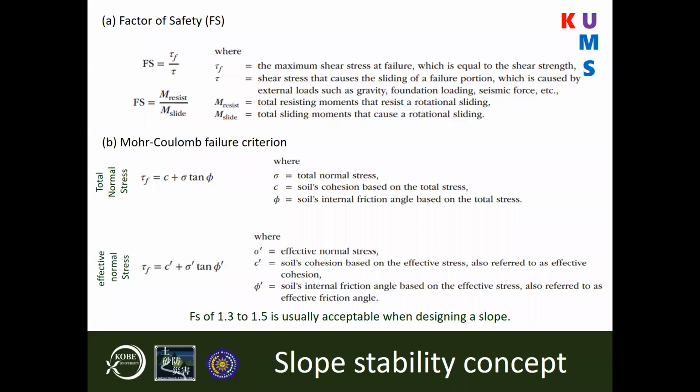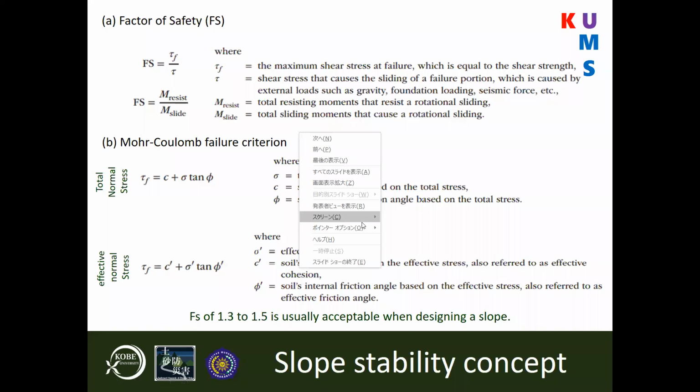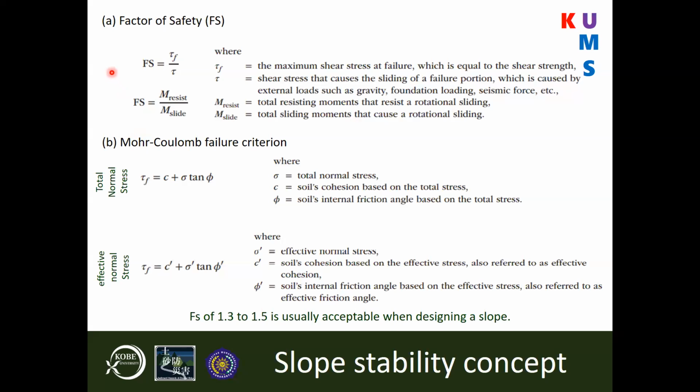So if we think about the slope stability concept, to use my pointer, the major way of defining whether or not the slope is going to be stable or is going to move, and what is its chance of moving, if we were to put a scale on it, is it most likely to move or not? To try to define this, we use what we call the factor of safety, or FS. FS is equal to the maximum shear stress at failure, which is the shear strength, divided by the shear stress that causes the sliding.